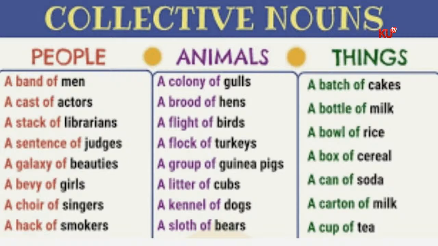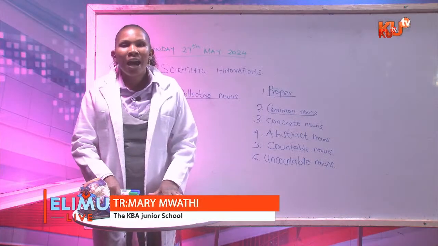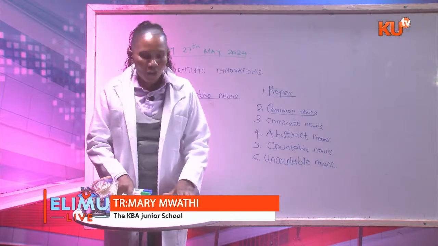A galaxy of beauties. When we have so many beautiful girls, we call them a galaxy of beauties. We have a bevy of girls. When many girls are together, maybe in a party, in a class, we call them a bevy of girls. We have a choir of singers. In a church, we all know we have choir. The choir members, we call them a choir of singers.